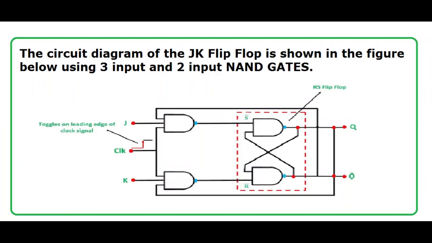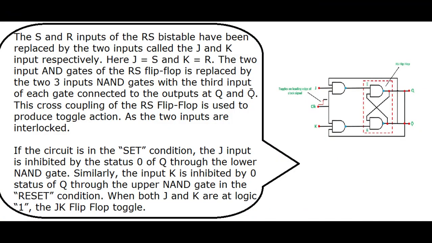The circuit diagram of the JK flip-flop is shown in the figure below using 3 input and 2 input NAND gates. I elaborate the circuit diagram of JK flip-flop step by step so that you can understand easily, so do not skip the video. The S and R inputs of the RS bistable have been replaced by the 2 inputs called the J and K input respectively. Here J equals S and K equals R.